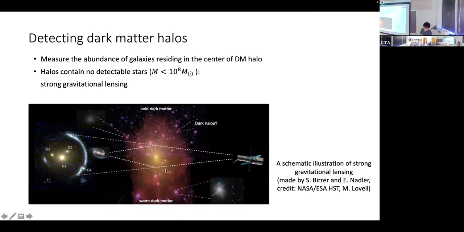So this observation will contain information about the mass distribution along this light path. For example, in the middle here, I show the dark matter halos. On the upper part is the cold dark matter case, which, as I said, has a lot of small-scale structures. On the lower part, I show the warm dark matter case, in which the small-scale halos do not form. So through this gravitational lens observation, we can try to detect whether it's like the cold dark matter case or more like this warm dark matter case.